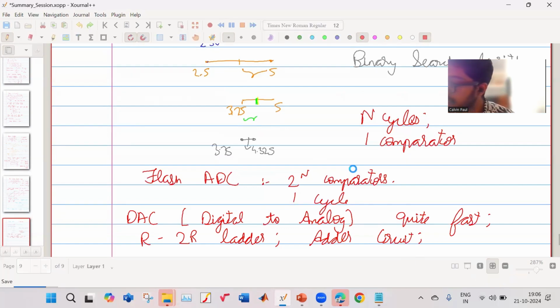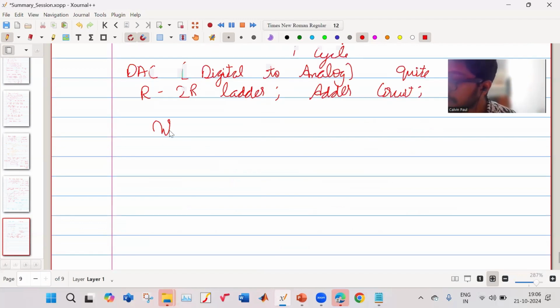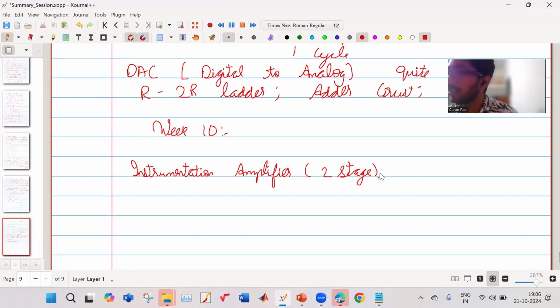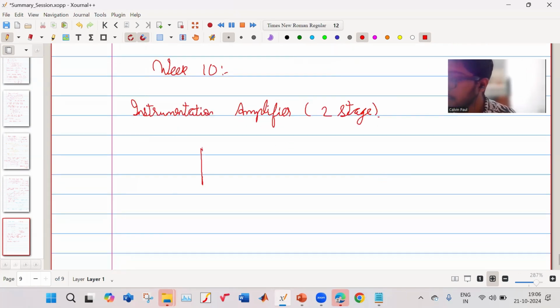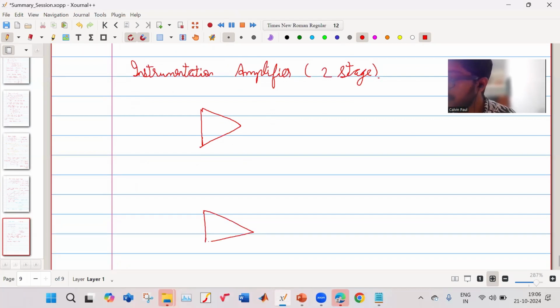Okay, so next we'll go to week 10. In week 10, consider what is known as an instrumentation amplifier. It is a 2-stage amplifier, and it is made up of 3 op amps. These are R4, R3, R4.